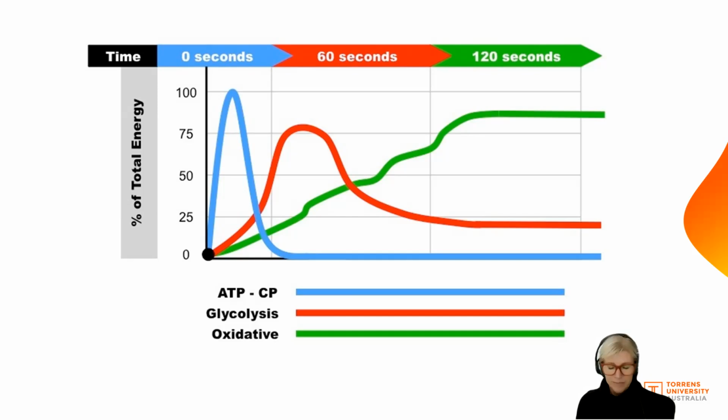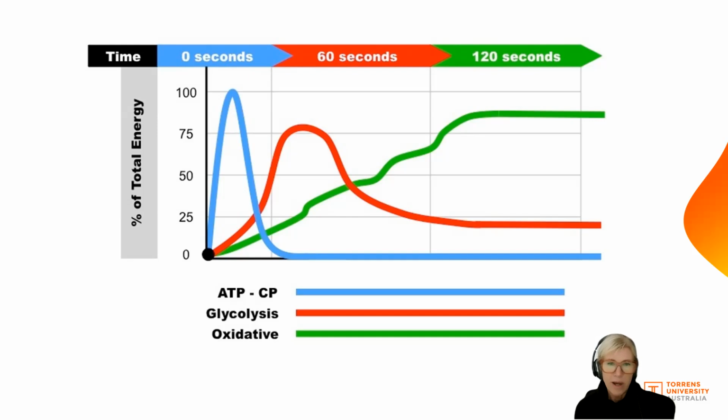So sprinting 100 meters, swimming 100 meters, something that doesn't last a long time. Shot put, javelin, hitting a tennis ball, so that power just for that period of time. Resistance training or weight training is something where you would use this system.